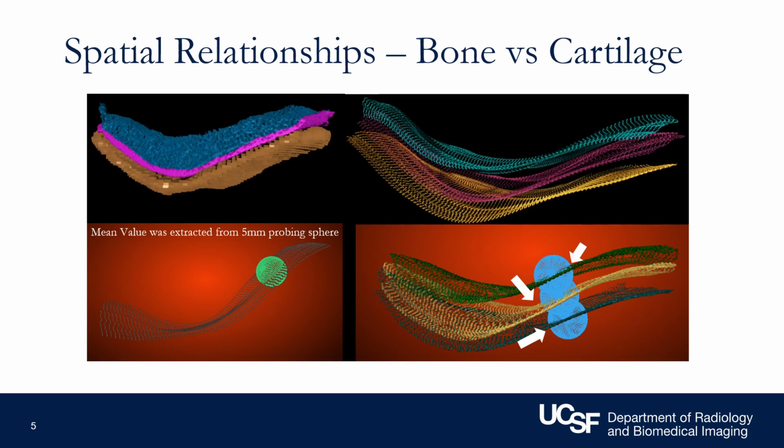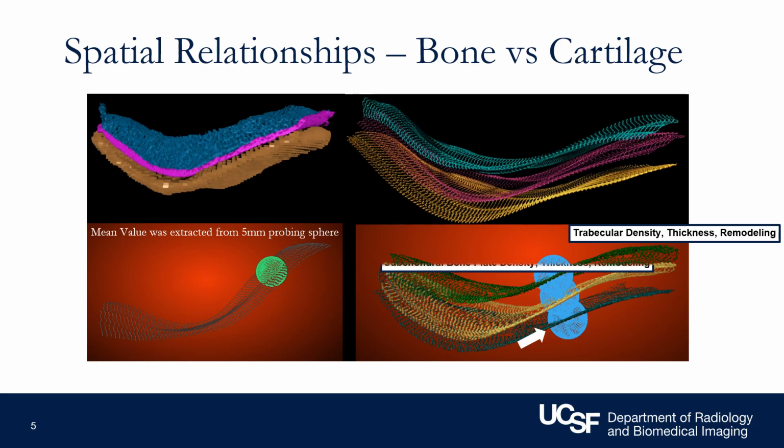With all three imaging modalities registered, we were able to transform a third of the trabecular bone in blue, subchondral bone plate in purple, and cartilage in yellow into 3 sets of splines using GPU acceleration. Each spline consists of tens of thousands of points. At each point, we put a 5 mm probing sphere to calculate mean values such as trabecular density, thickness, and remodeling, subchondral bone plate density, thickness, and remodeling, and cartilage quality and composition. We were able to correlate the values spatially within these probing spheres.